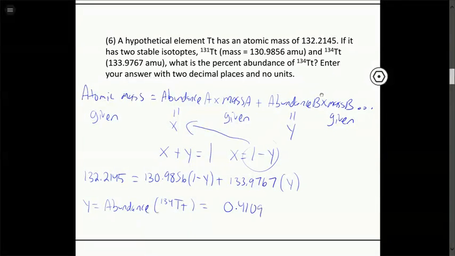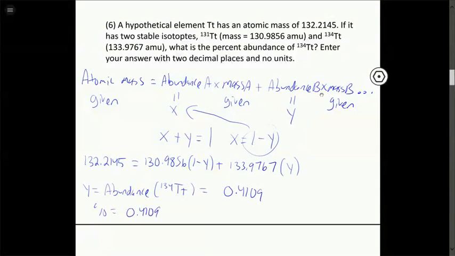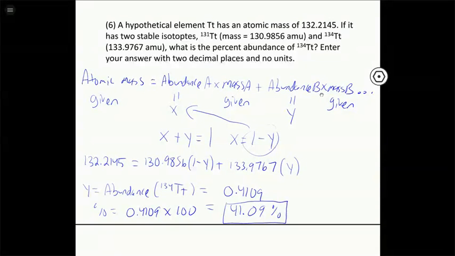0.4109. Now keep in mind that the question is asking for the percent abundance. So anytime we have percent, we have to multiply by 100. The total percentage will be 41.09%. That means in a natural sample of this fictitious element, 41% is going to be the isotope 134, and the rest, 59%, is going to be the other isotope, 131.